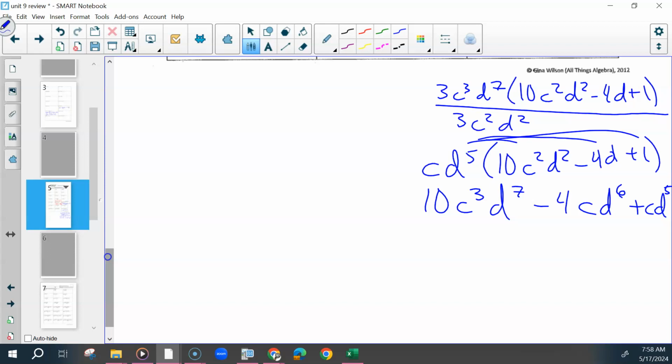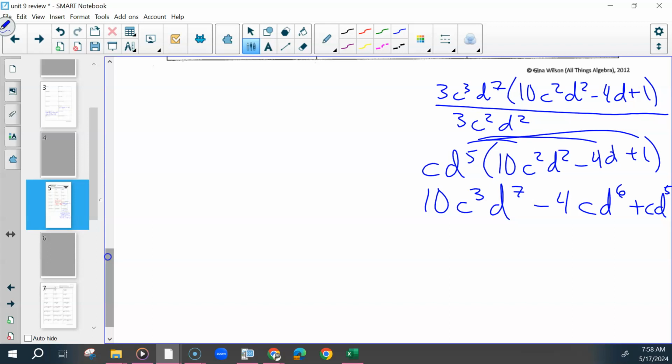C to the 3rd, 10c to the 3rd, d to the 7th, minus 4c d to the 6th, plus cd to the 5th, is what this is again. If you had separated it instead of factoring out, you would have got the same thing, and wouldn't have had to multiply it back. But anytime you have something left, you have to multiply that back.